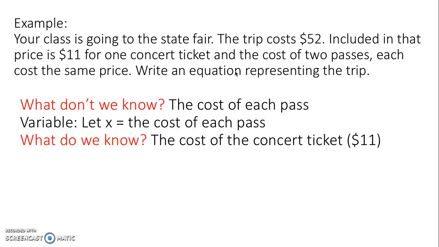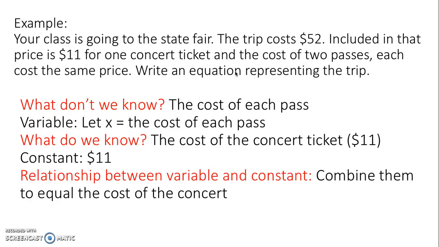Alright, what do we know? Well, we do know the cost of the concert ticket, which it already states in the sentence. Included in that price is $11 for one concert ticket. We know that the concert ticket costs $11 every time. Alright, so our constant is $11, or 11.